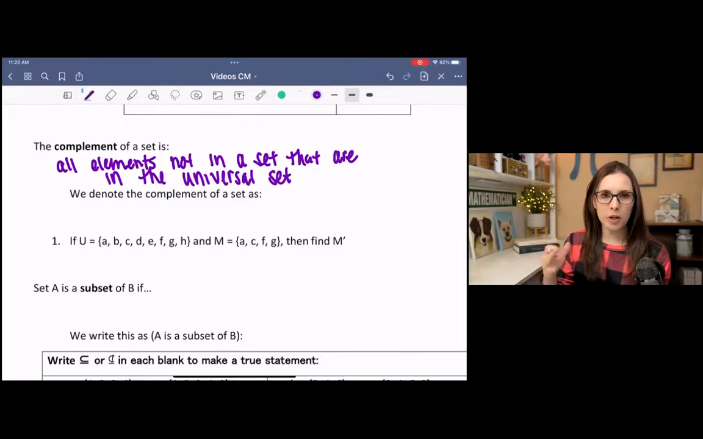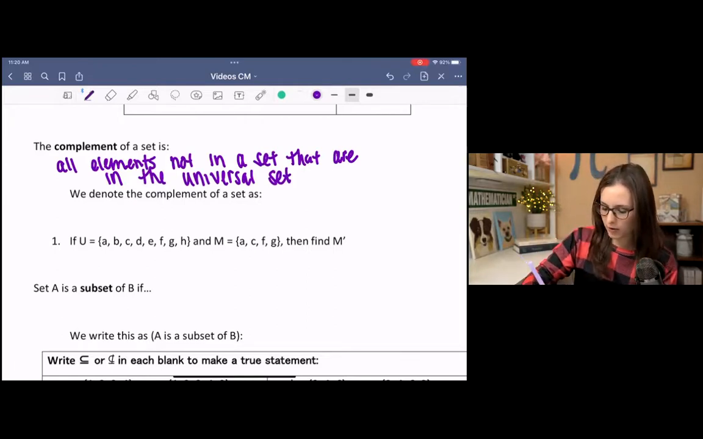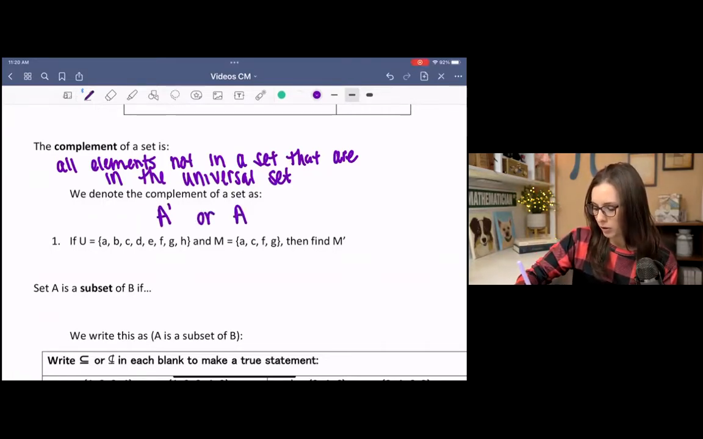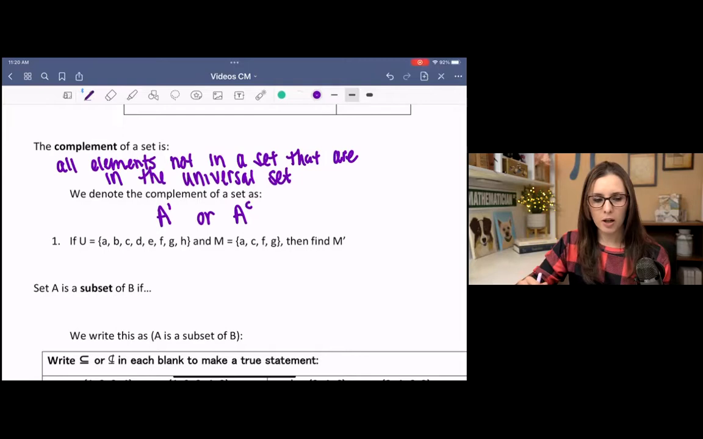We denote complement. There's two different ways I've seen this. If we have a set A, the complement, you can do a little apostrophe, or you can do a little lowercase c. That looks like an o, lowercase c. Either one of those is fine. So in this example here, we have the universal set A, B, C, D, E, F, G, H, and we have the set M: A, C, F, G. Find the complement of M.